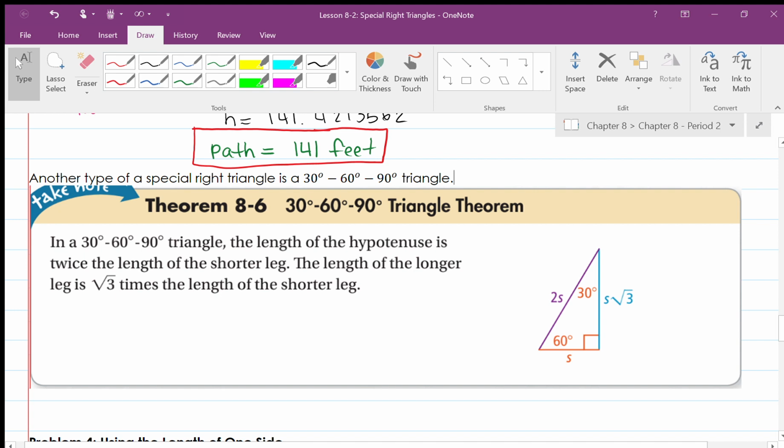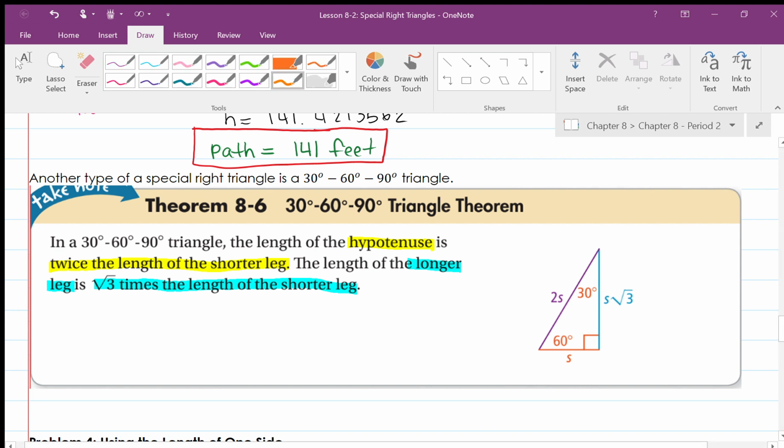Anyway, just to keep this shorter than usual, in a 30-60-90 triangle, the length of the hypotenuse is twice the length of the shorter leg. So, first and foremost, the hypotenuse is twice the length of the shorter leg. We also have that the length of the longer leg is the square root of 3 times the length of the shorter leg.